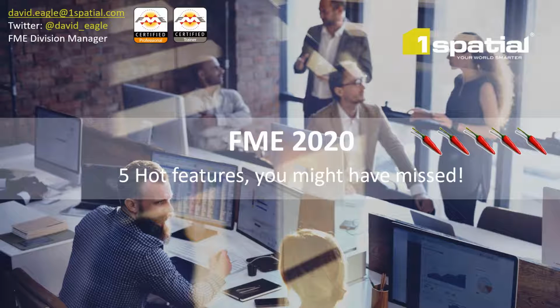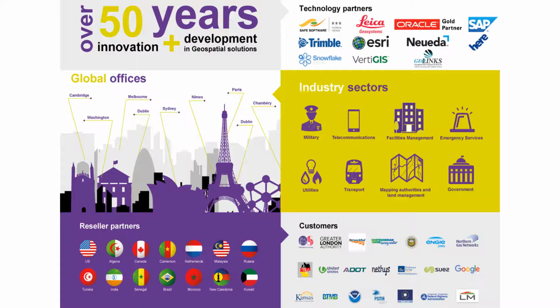Hello there. So this is one of the One Spatial webinars entitled 5 Hot Features You Might Have Missed in FME 2020. This is part of our 5 Hot Features series. We do this most years, digging into some of the features that have turned up in the new release that perhaps might not have been immediately obvious or talked about in too much detail. So we're going to get into a little bit of that for you in this session.